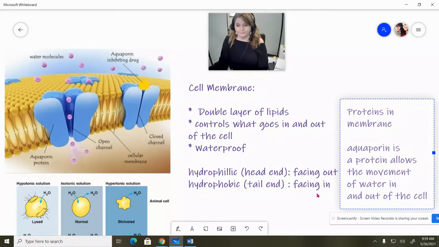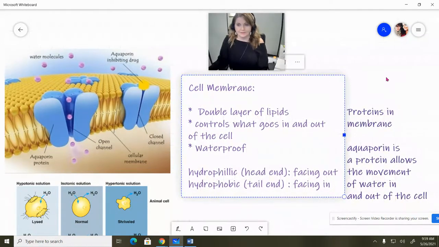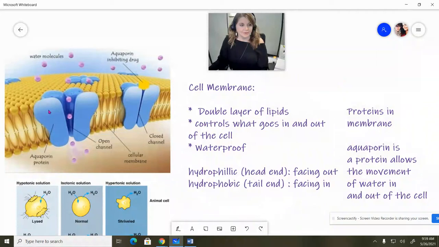Okay, so that's what this one is right here. Kind of showing you the aquaporin protein, which is like a doorway, allowing water to move in and out of the cell. So again, main function, or one of the main functions, other than just keeping you all together and intact, is controlling what goes in and out of the cell. So that's kind of what we're going to be exploring for the rest of today's lesson.